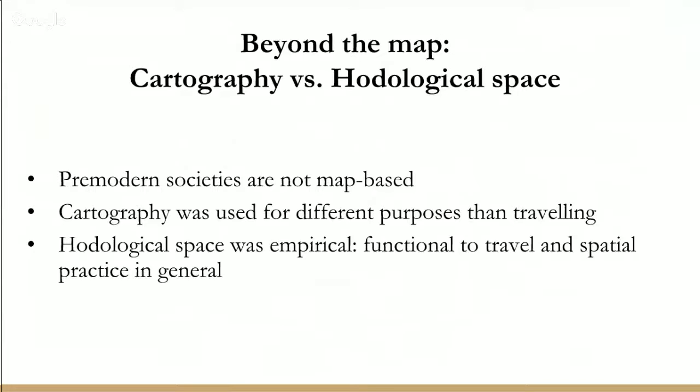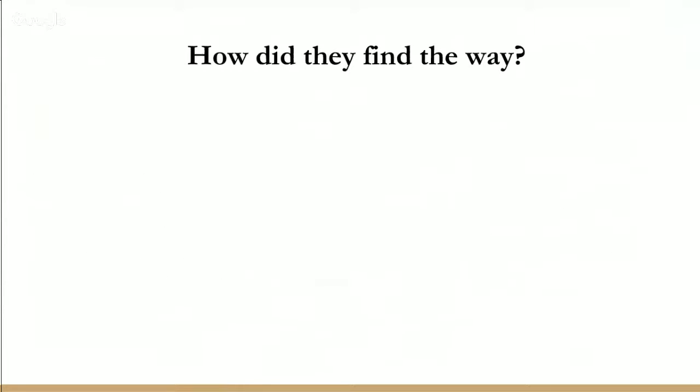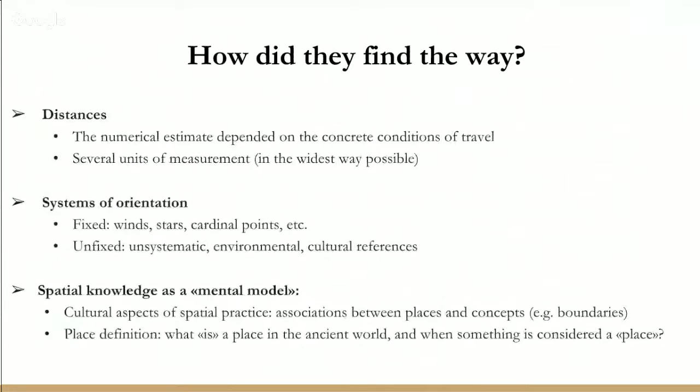So how did they find a way, and what should we pay attention to when we deal with ancient Roman sources? Our sources have essentially three types of data that deserve our attention. So the first one is obviously distances. And in ancient sources, in medieval sources in particular, the numerical estimate of the distance depends on the concrete conditions of travel. And you have a large variety of units of measurement in the widest way possible, actually.